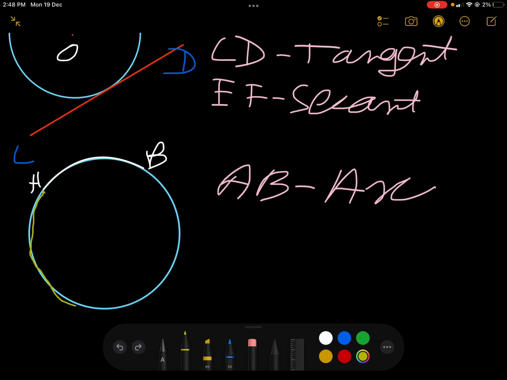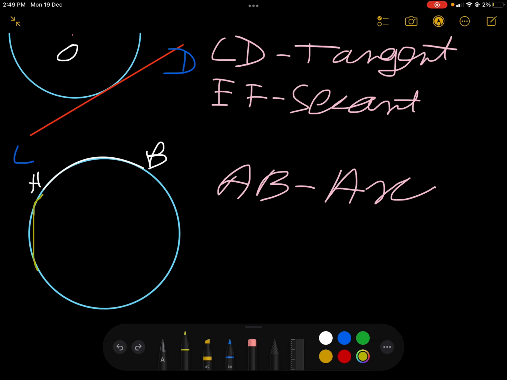Like this, like this. And as you can see, this particular arc is covering more of the circumference of the circle than the first one. In fact, it's covering more than half of the circumference of the circle.